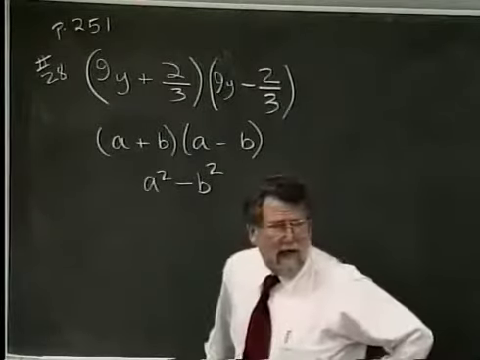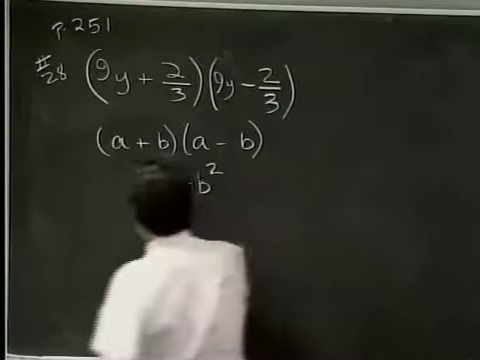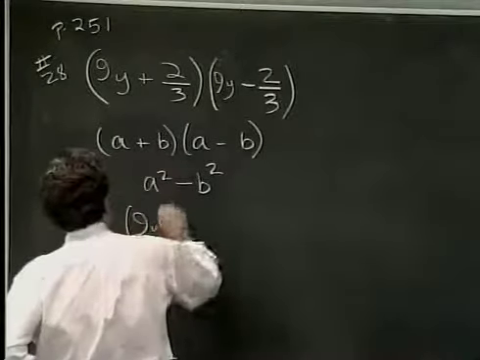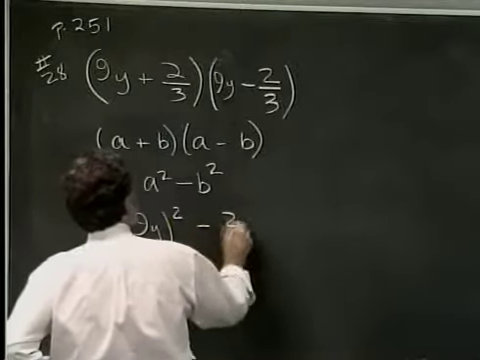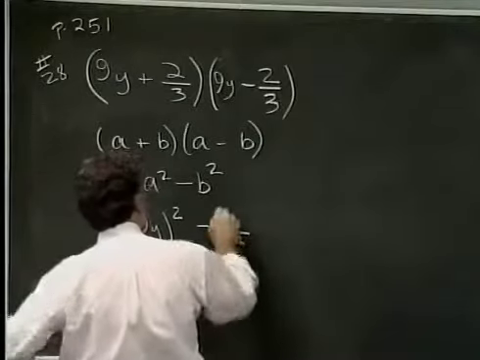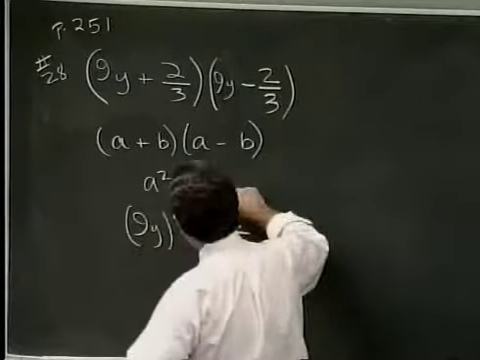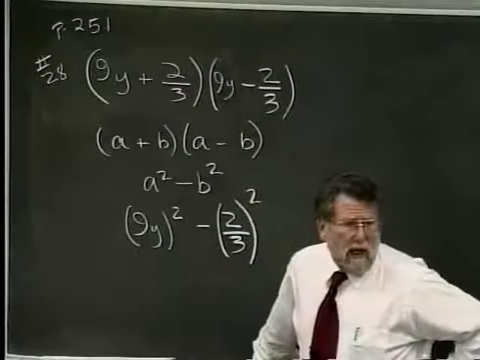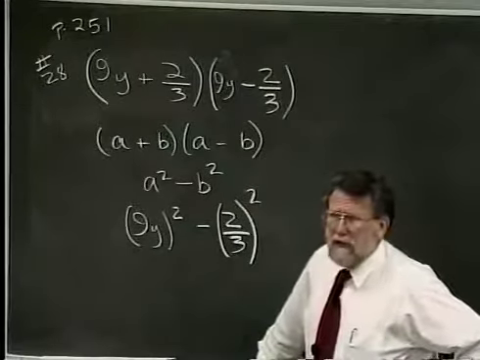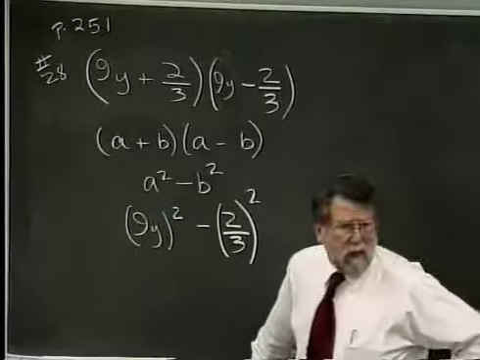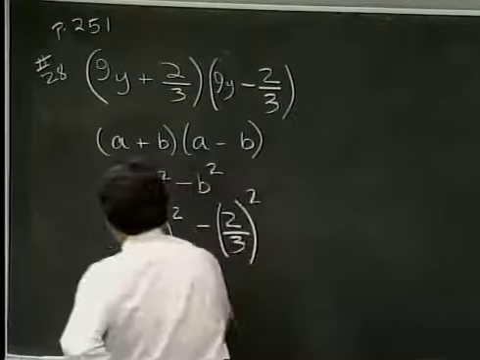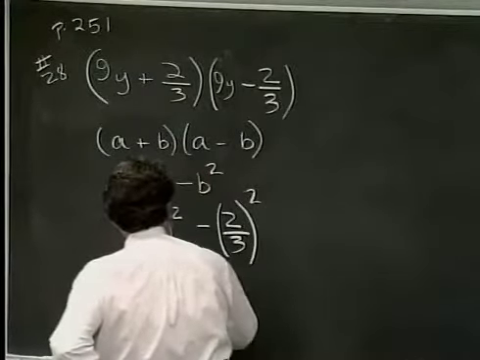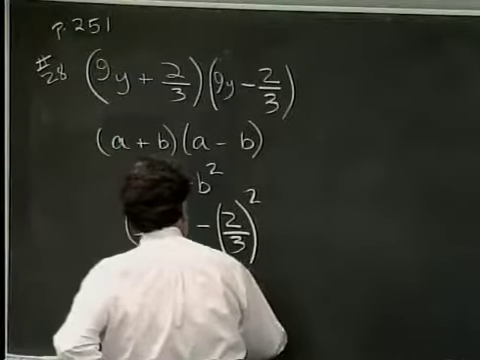Then I recognize I need (9y) quantity squared just by substitution. And then I'm going to have minus, I'm sorry, I don't want to think of it as a minus 2/3 squared, but minus the quantity 2/3 squared. So I'm taking the square of each of the two pieces. So that's going to give me an 81y squared. And then the 4/9.